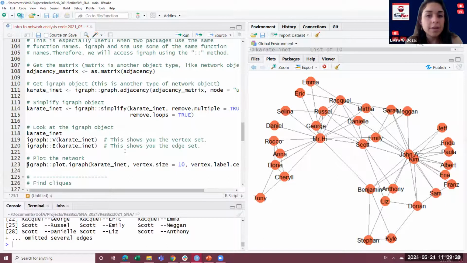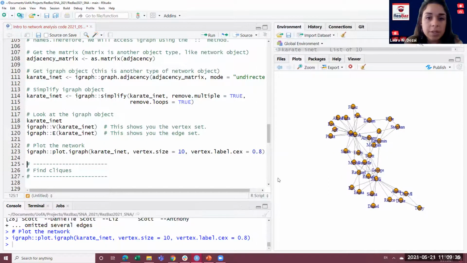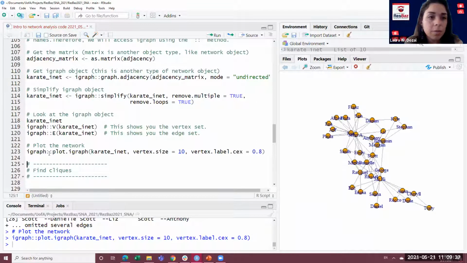So now let's just plot it. Let's check it out. It's going to be similar to our previous graph, and just to give you an idea of what's going on, we have our iGraph package. We want to plot the iGraph, and we want to plot our karate network. Our vertex size, so the nodes, is 10, and the label is 0.8. So the label would be our actor names.